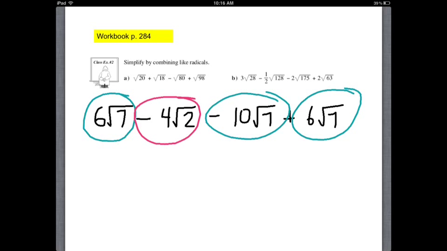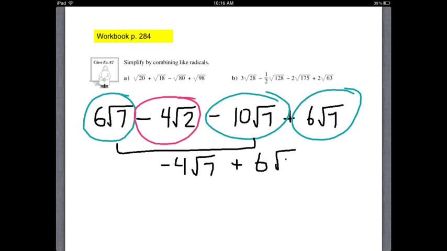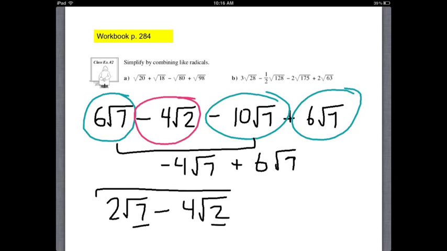So you get 6 root 7 minus 10 root 7 plus 6 root 7. So 6 root 7 minus 10 root 7, that's going to be negative 4 root 7, and that's going to be plus 6 root 7. So your final answer for that collection is going to be 2 root 7. After that, we have just the negative 4 root 2. And we can't go any further because, again, the radicands are different. So this right here is going to be your final answer.